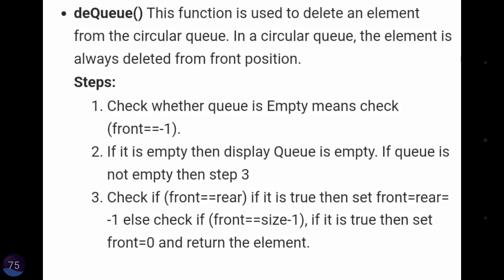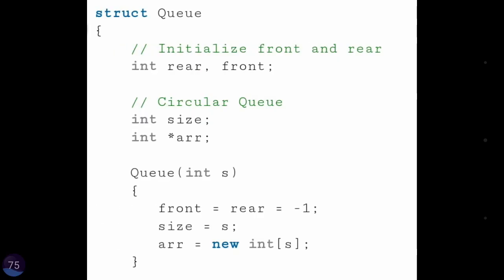If the queue is not empty, then step 3. Step 3 is check if front is equal to rear. If it is true, then set front equal to rear equal to minus 1. Else check if front is equal to size minus 1. If it is true, then set front equal to 0 and return the element. This is the algorithm for circular queue.